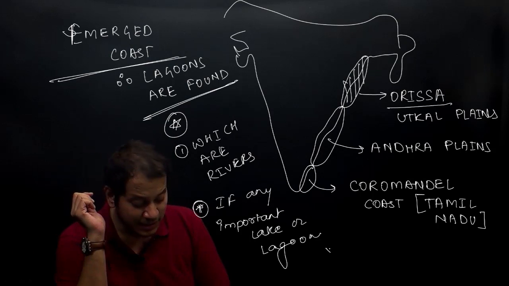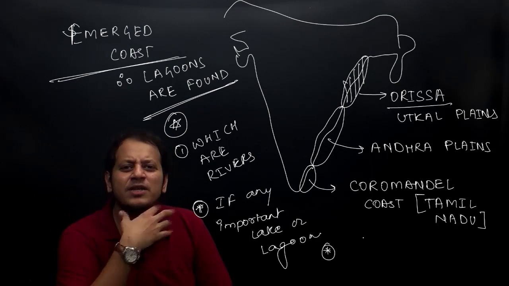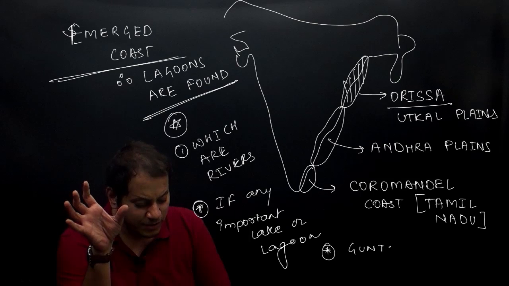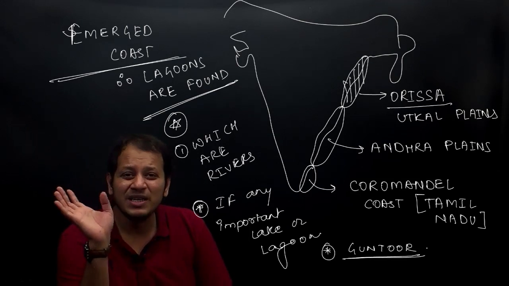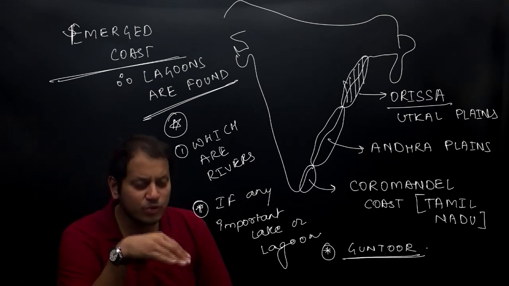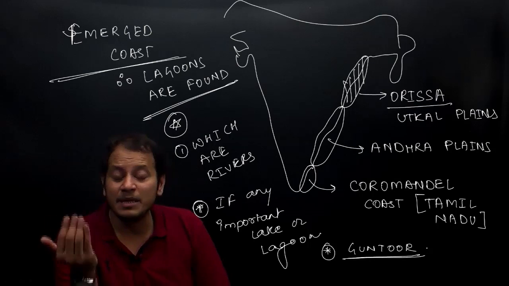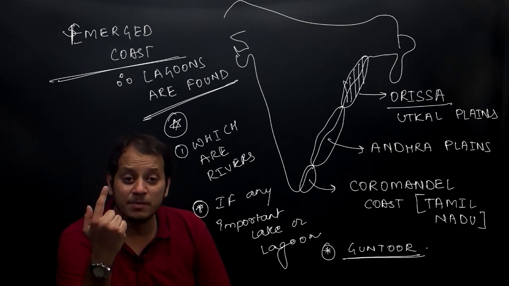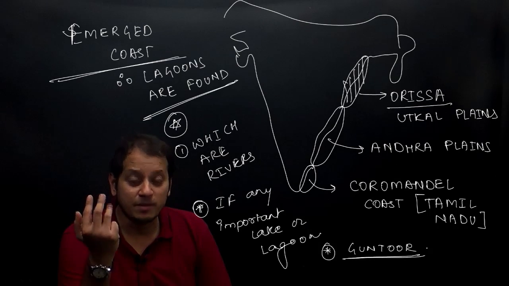The third thing is some of the places I have dealt with, for example Guntur district, which is important for tobacco cultivation in India. So this is where you should focus. Go through the slides, write down what is there in the slides, and thus you will be able to revise this. Again, the east coastal plains are known as Utkal plains of Orissa, Andhra plains of Andhra Pradesh, and Coromandel coast of Tamil Nadu.